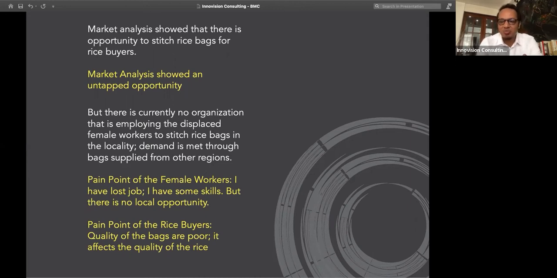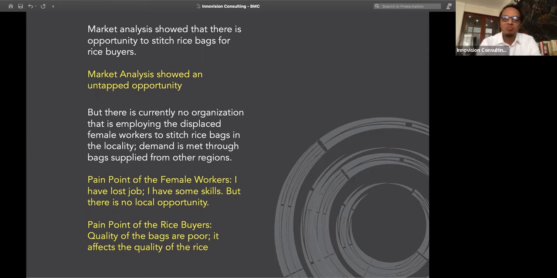The quality of the bags is poor, and if you have some experience in these agricultural value chains, you will understand that when you have poor logistics and poor quality of bags for transportation, it will affect the quality of the rice. This means the buyers will push down the wastage to the traders, and then the traders will push it down to the farmers, which means that eventually the farmers will also get a lower price because of the poor quality of the rice bags, leading to poor quality of the rice.